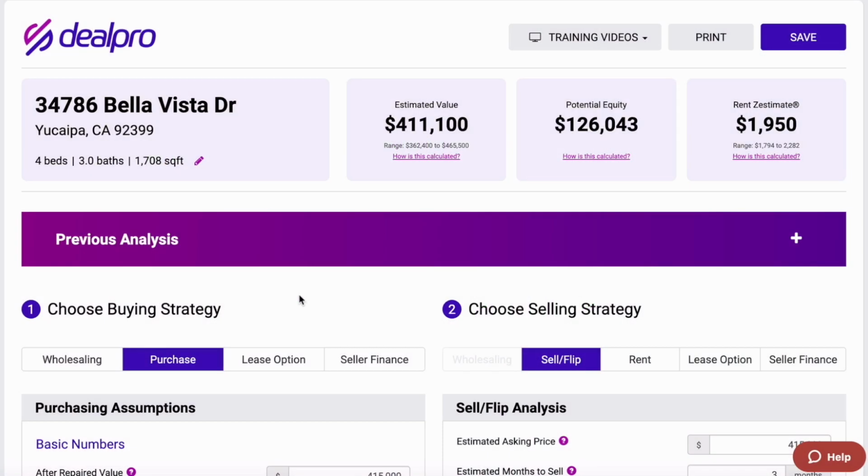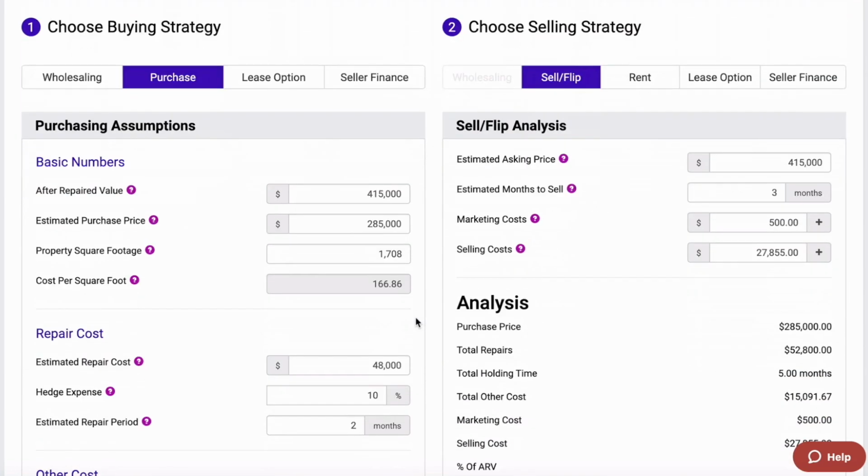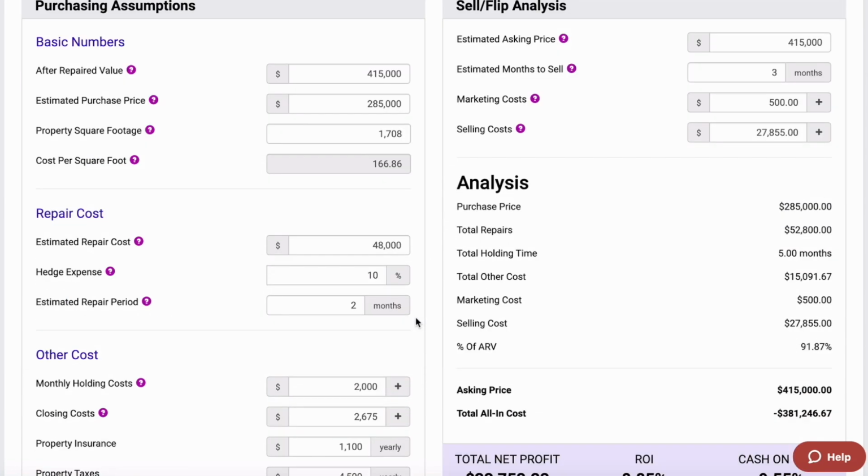This is Chris Goff, and in this training video, I want to talk about purchasing the property and then fixing it up and selling it. We want a qualified buyer to move into this property. Let's get into it. All right, so as I scroll down, 415, we're going to buy it for 285.